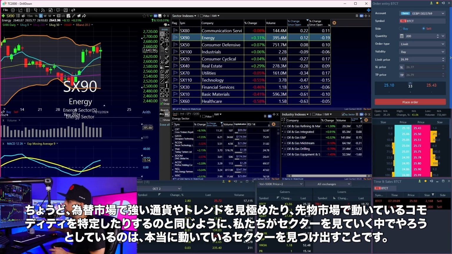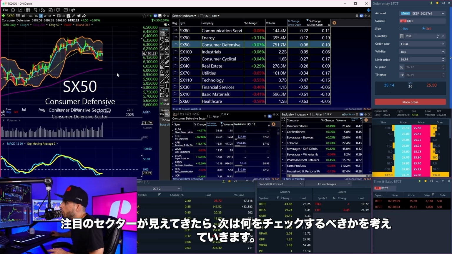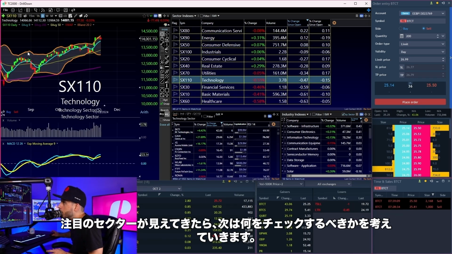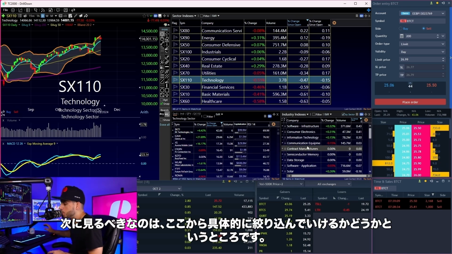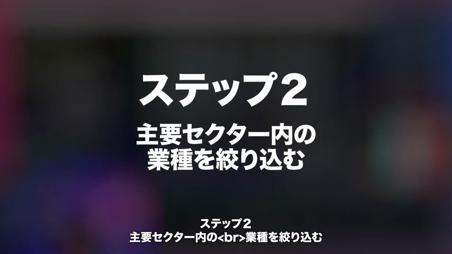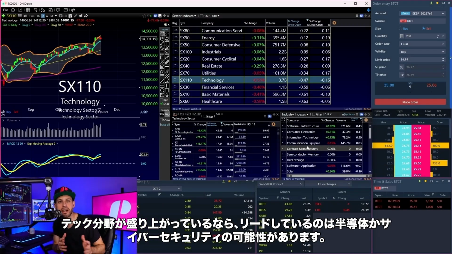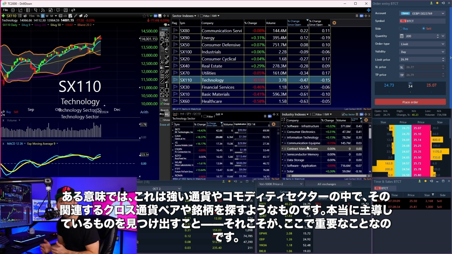As we keep looking into the sectors, we're looking to find which sectors are really moving. Once we find that hot sector, the next thing we want to look at is narrowing down to industries within that sector. If tech is hot, maybe it's semiconductors or cybersecurity that's leading the way. In a way, this is like looking for a cross pair within a strong currency, or contracts within a strong commodity sector. Finding what's really leading the charge is what's important here.